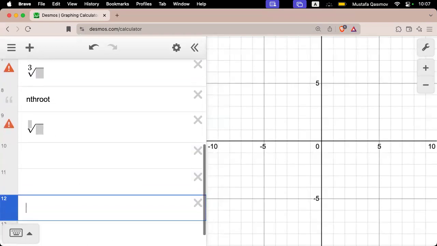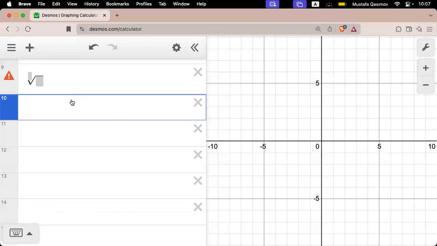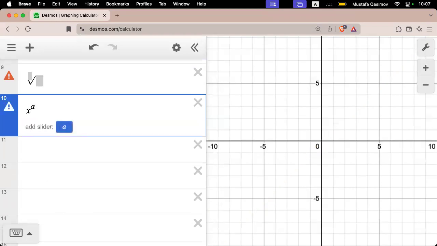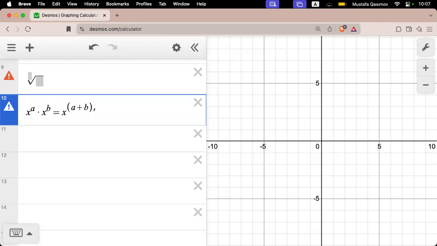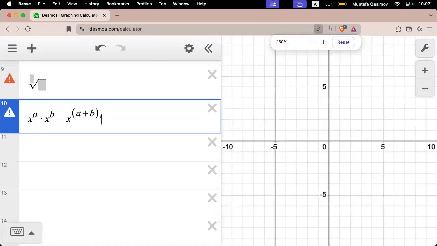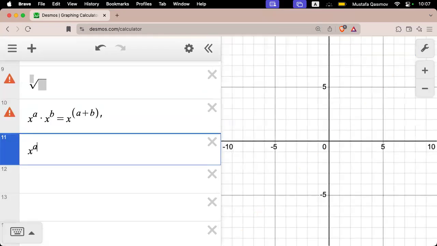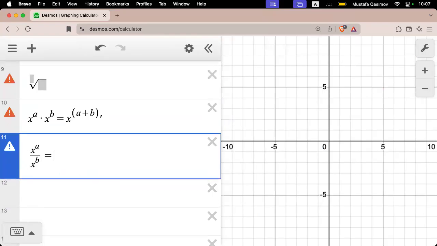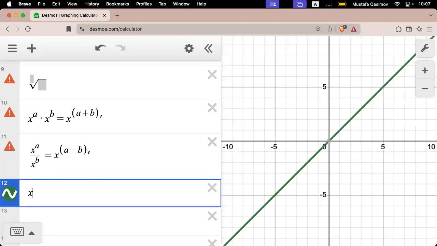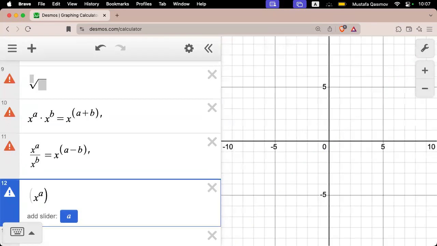Okay, other rules which probably you know all of them. x with power of a multiplied by x with power of b is equal to x with power of a plus b. When it is division, x with power of a over x with power of b, it is equal to x with power of a minus b. When it is x with power of a and then with power of b, it will be equal to x with power of ab.